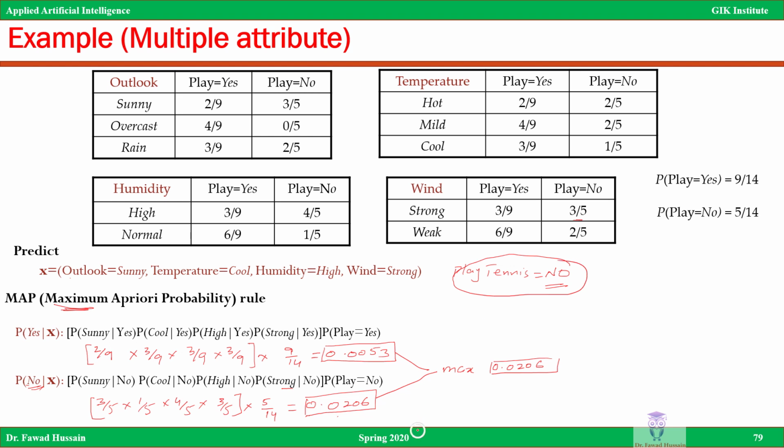We're not going to play tennis on the day when it's sunny and the temperature is cool and the humidity is high and the winds are strong. So this is for the case of multiple attributes. You can see that it's a fairly easy algorithm.